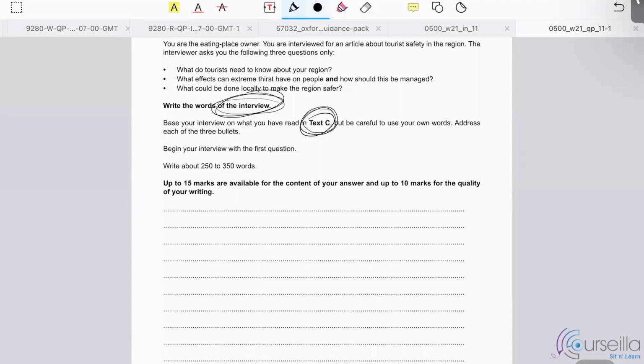Why is it called directed writing? Because again, I give you a text and you read the text and you base your ideas on the text that you read.